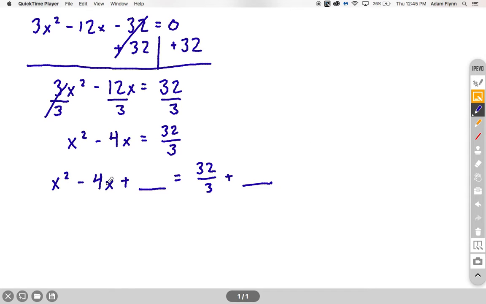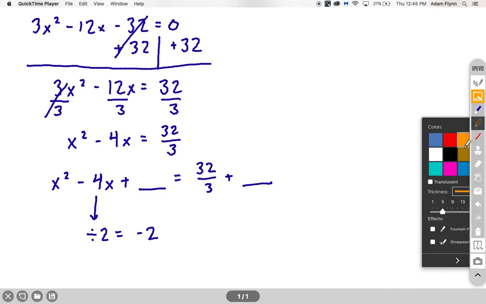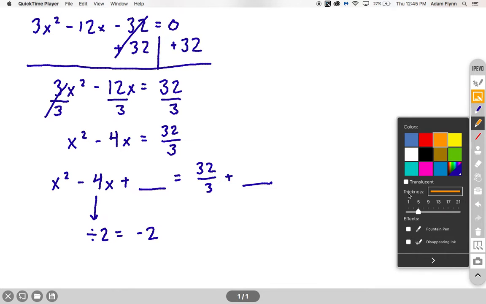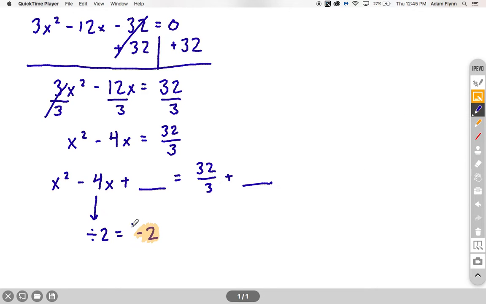So now I'm going to take my b term, which is negative 4. Remember, I have to divide by 2 to get the magic number and then square that magic number to fill in the blank. So first thing I'm going to do is divide by 2. Negative 4 divided by 2 is going to be negative 2. I'm just going to highlight this, because this is going to be my magic number. When I end up factoring the left side, I'm going to use this minus 2.